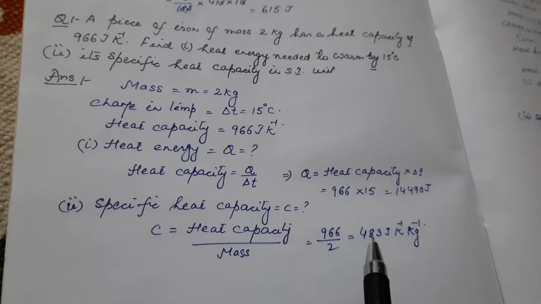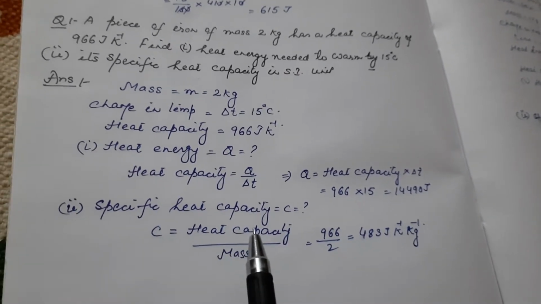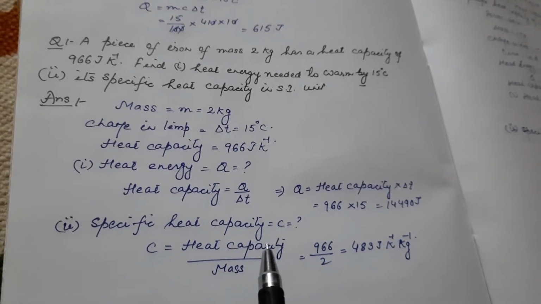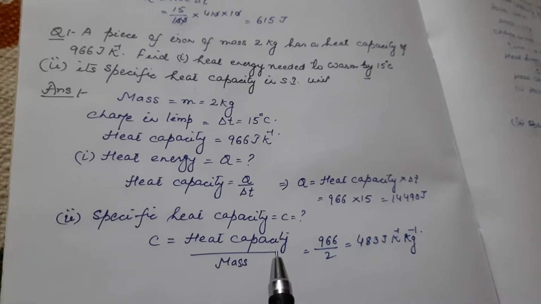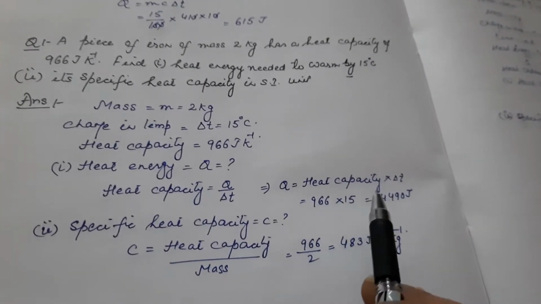So using this formula, we will find out the specific heat capacity. Otherwise, we can use that formula also: Q is equal to mc delta T. With that, we can also find out this specific heat capacity, because we already found this heat energy in the first part.